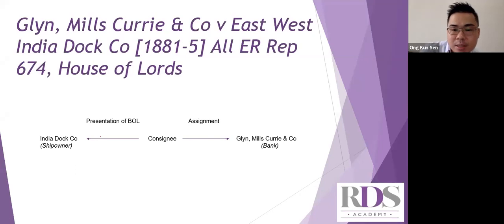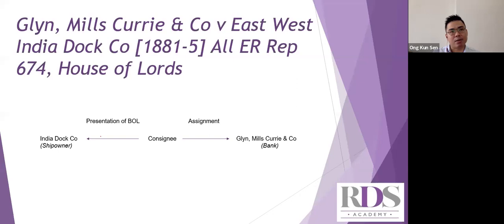Okay, so this is the brief facts of the case Glyn Mills Curry. What happened is very simple. It's a very simple shipping case. In this case, there is a BOL. The BOL clearly stated that we will be delivering a certain amount of sugar to the consignee. So these are the destination, and how many tons of sugar are to be delivered to the consignee. In this case, the consignee is not a party to it, for a reason I'll explain later. So the consignee, the end receiver, is not a party to this case.